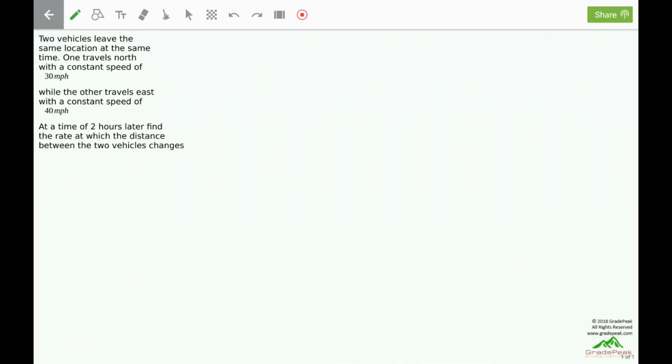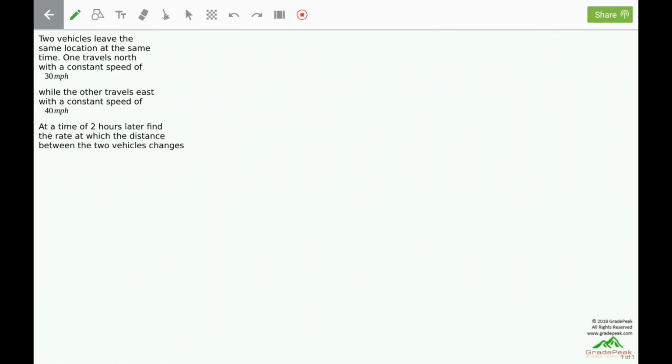Two vehicles leave the same location at the same time. One travels north with a constant speed of 30 miles per hour, while the other travels east with a constant speed of 40 miles per hour. At a time of 2 hours later, find the rate at which the distance between the two vehicles changes.